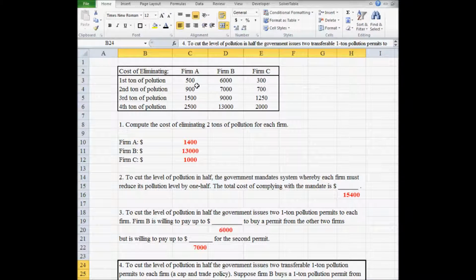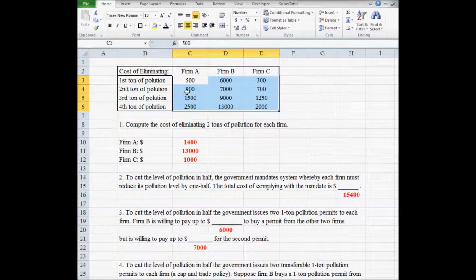Well, before this policy is enacted, 4 tons by each of the 3 firms produces 12 tons of pollution. If firm B buys a permit from firm A and then buys a permit from firm C, firm B will produce 4 tons of pollution. Firm A will only produce 1 ton of pollution. Firm C will only produce 1 ton of pollution.